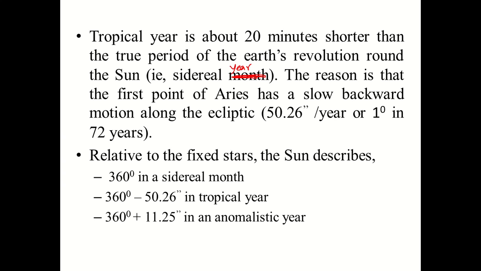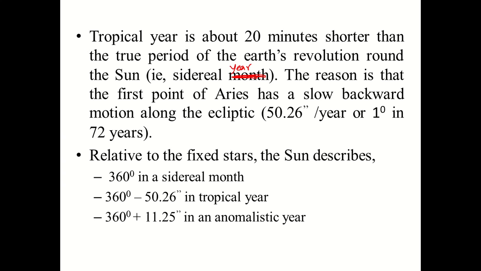Since Aries has a slow backward motion, and our reference point is the first point of Aries, this gives a shorter time period compared to the actual time period of revolution of Earth around the sun.